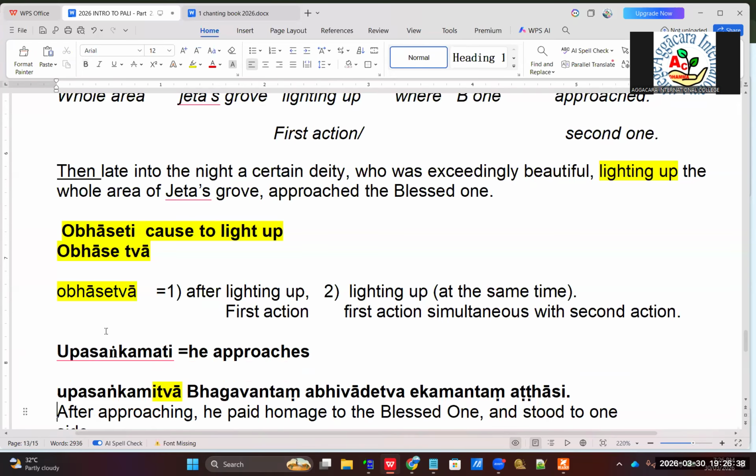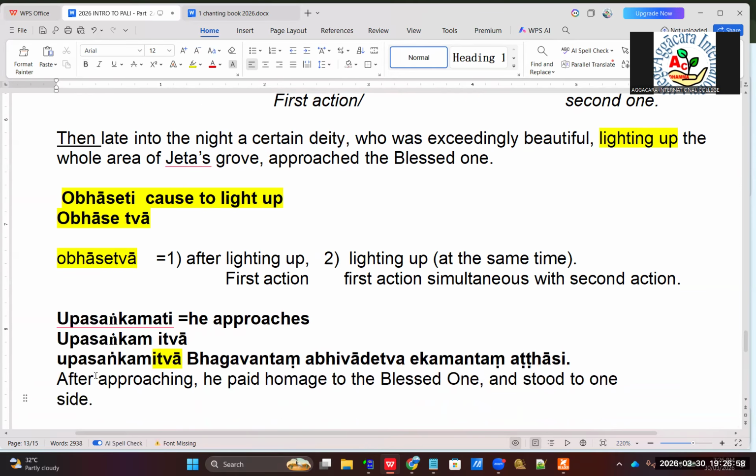So from the Upasankamati, you drop the ti. So you only got the Upasankama. You put the plus the itwa. Right? So you got Upasankamitwa, after approaching. So itwa always translate having or after. You can translate as having here. So after approaching the deity, he pay respect to the Buddha.